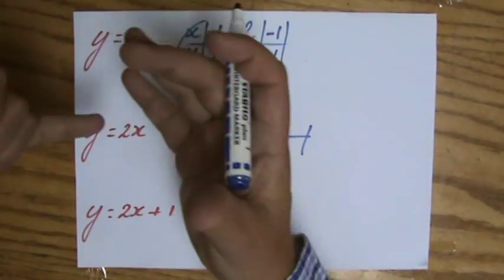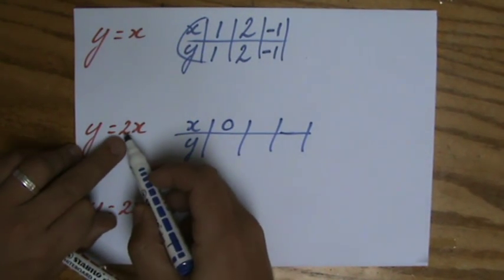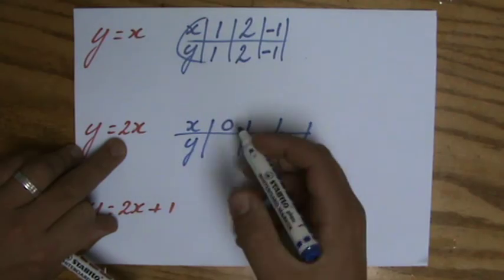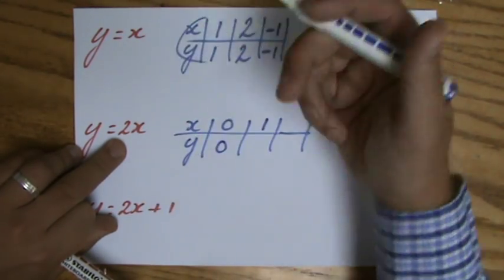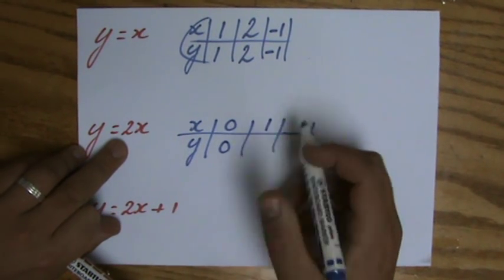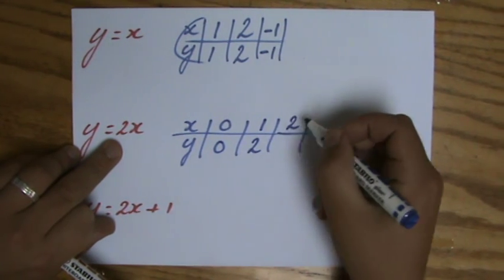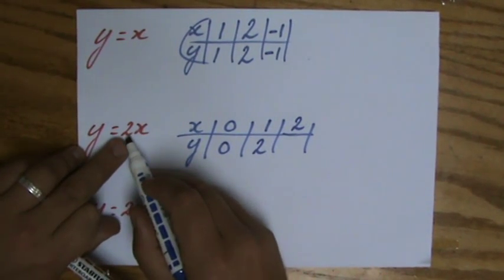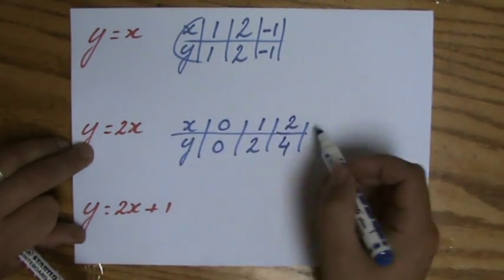I'm going to substitute that value in my equation, in my function. So y equals 2 times x, so 2 times 0, and that is 0. Let's say x is 1, I'm going a little bit quicker now. So y is 2 times x, or 2 times 1, so that is 2. And let's say I pick for x is 2, it's going to say y equals 2 times 2, and that is 4. So I've got my 3 points.